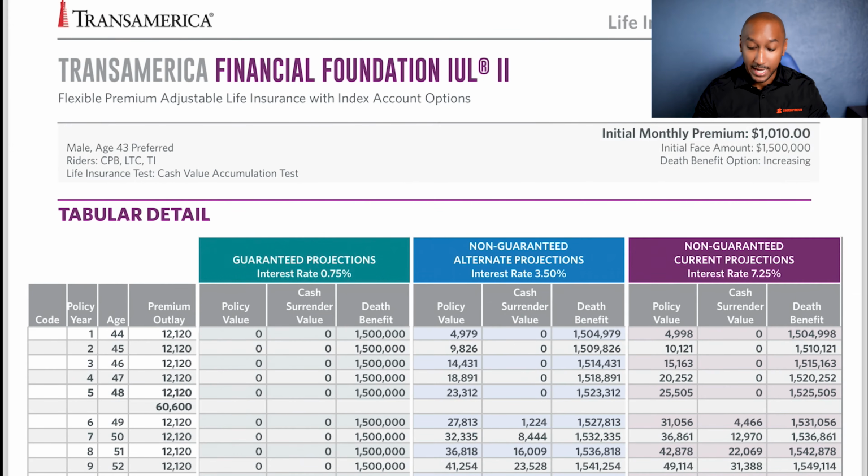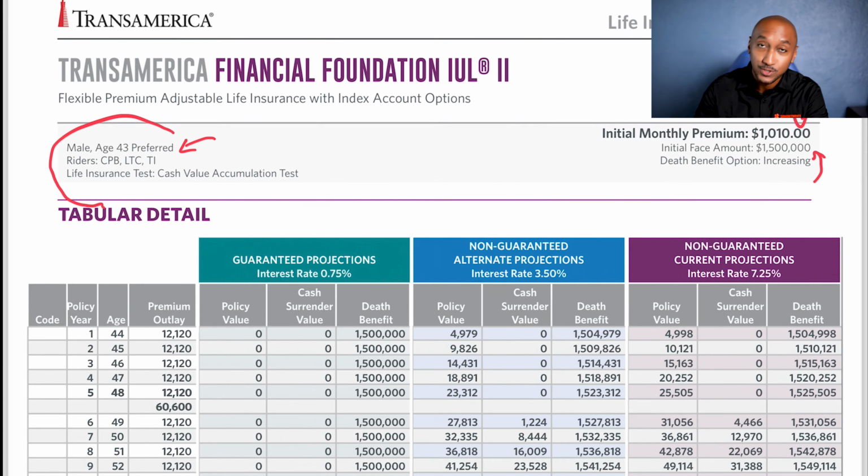Okay. So this product we have here is a Transamerica Financial Foundation IUL 2. This is a 43-year-old individual, male, and they are putting in $1,010 per month, and they have a $1.5 million death benefit. So that's the scenario. Oh, and they have a preferred health rating. So they have a good health rating. So I'm going to show you this example of the actual illustration, and I'm going to show you a second illustration at the end, see how you can make some tweaks and improvements in your policy structure.